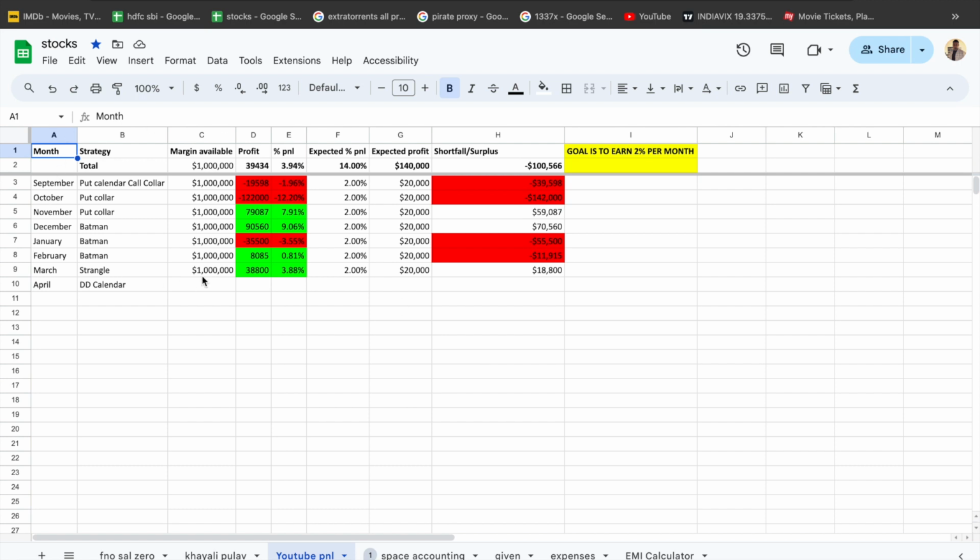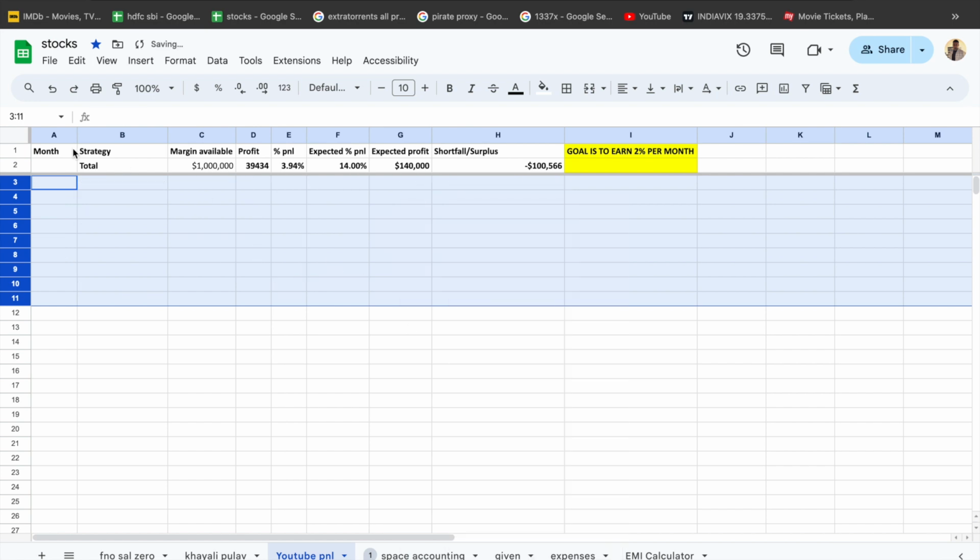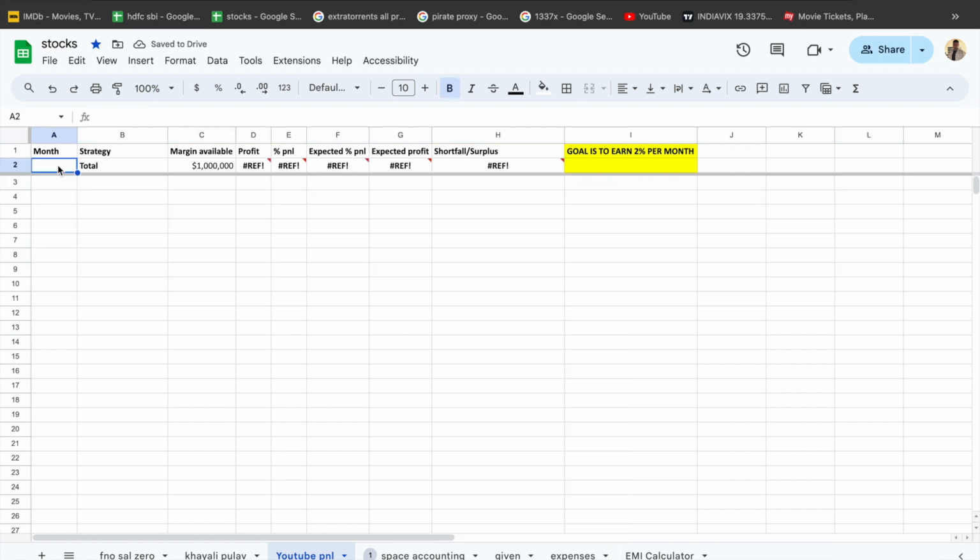So this is a YouTube PNL strategy, and here we had seen that we scrapped through shortfall surplus. We had a shortfall of minus 1 lakh between September to March period earlier, and right now we attained a profit of 39,000. Okay, so that's fine. Now we'll just let this thing go. Okay, we'll put some new strategy here. We'll start with the April month, and this is 2024-25. So this is the strategy, and now we start from April, the financial year.